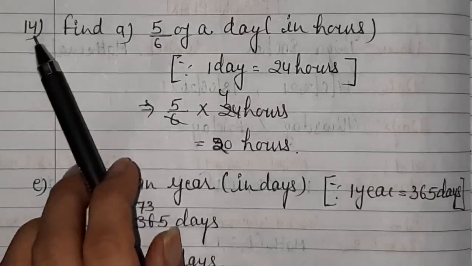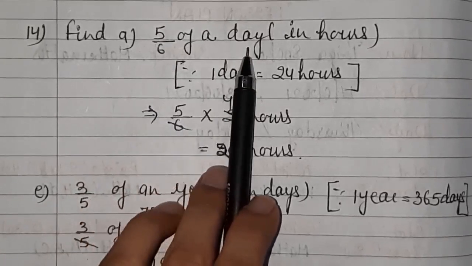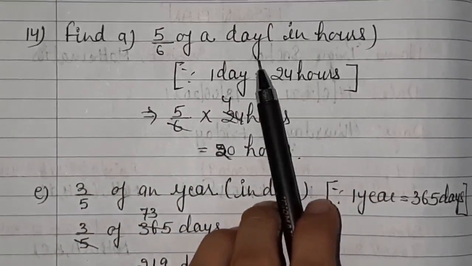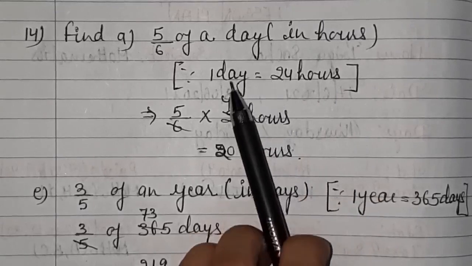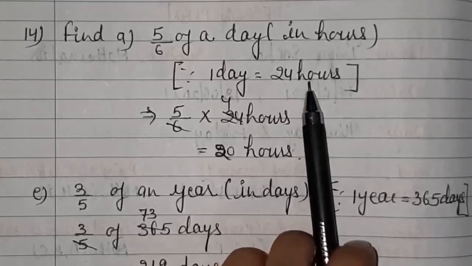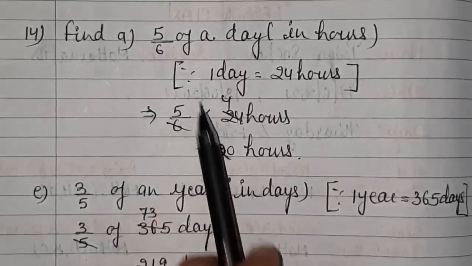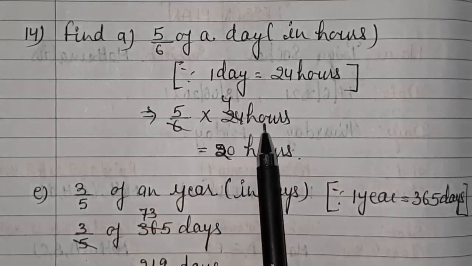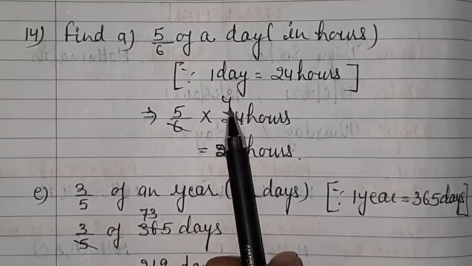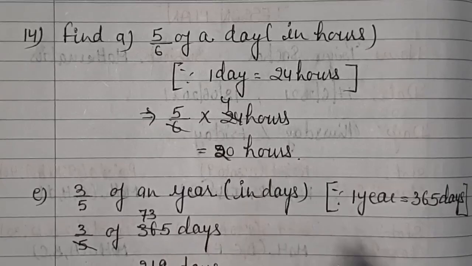Now come to sum number 14. Find A part is 5 by 6 of a day and we have to convert answer in hours. So we know that 1 day is equal to 24 hours. So instead of a day we can put 24 hours. So equation becomes 5 by 6 of, which stands for multiplication, into 24 hours. When we simplify, 6 1s are 6, 6 4s are 24, 4 5s are 20. 20 hours is the answer.